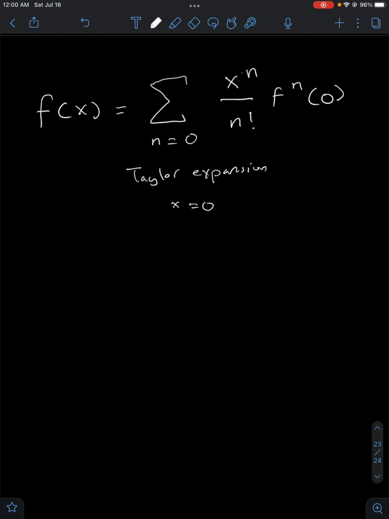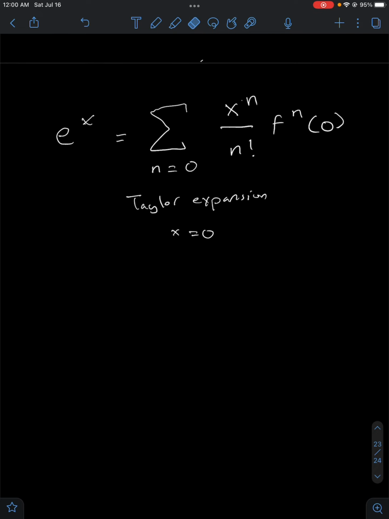So for e to the x, what would the Taylor series expansion be? We know that the derivative of e to the x is just e to the x. It doesn't change. And we know that e to the 0th power is 1. This means that this term over here is always going to be equal to 1. So we have that e to the x is just the sum from n equals 0 of x to the n over n factorial.